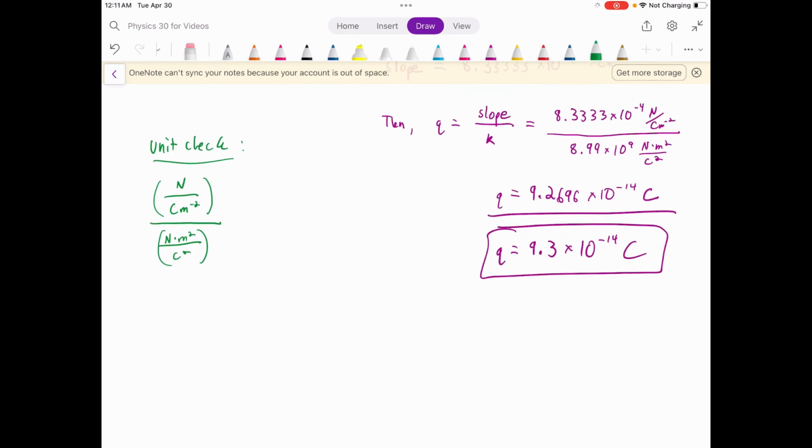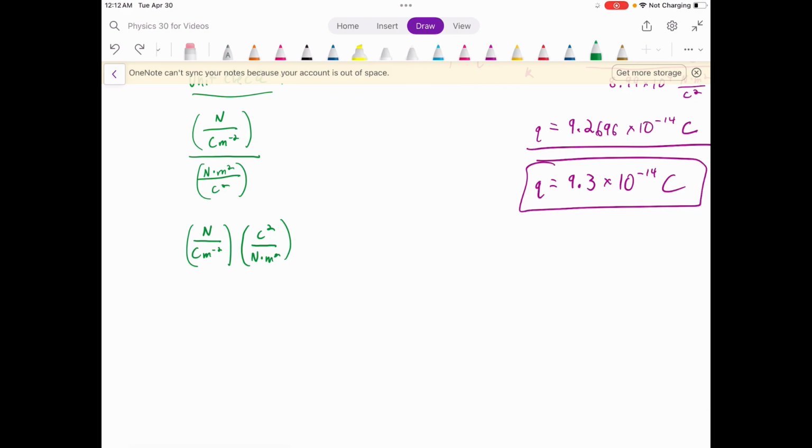Well, I'm dividing by a fraction, so let me just rewrite that as multiplying by the reciprocal. That's usually easier to think about. So I'm going to multiply this by coulombs squared over newtons meters squared, right? Dividing by this fraction is the same as multiplying by its reciprocal. And then this is already looking pretty promising, because once I multiply these together, I'll have newtons coulombs squared over coulombs times meters to the minus 2 times newtons times meters to the positive 2.